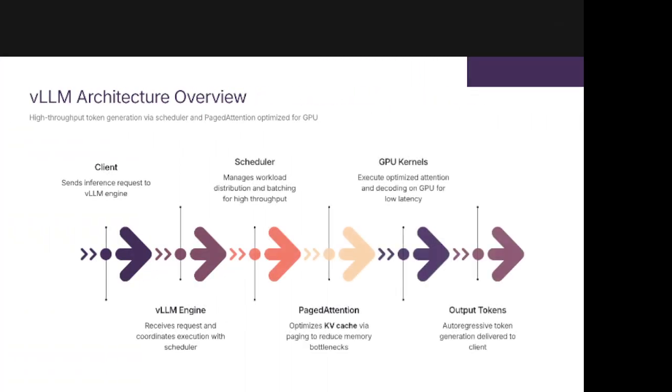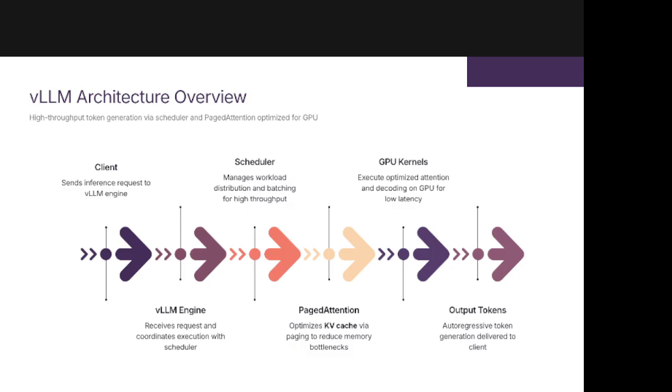Now, if you look at the architecture overview, we see a client send a request at the first stage. When the query is received by the vLLM engine, we see it's getting scheduled, but it's getting scheduled through batching. Now, when we are processing the request in the batch, it's increasing the throughput.